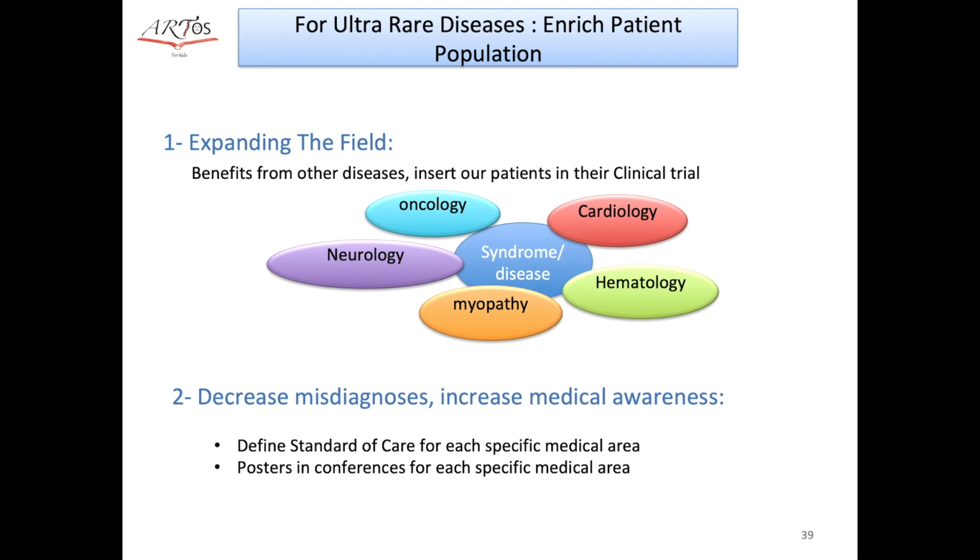The second way of enriching the patient population is by decreasing misdiagnosis and increasing medical awareness. One way is to define the standard of care for each specific medical area in clinician workshops and having poster and oral presentations in specific conferences where you will reach as many clinicians as possible in the specific areas mentioned before in the expansion of your field.